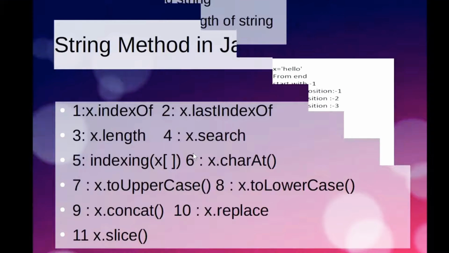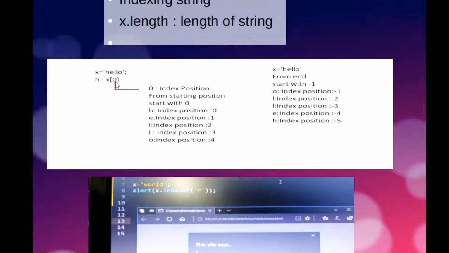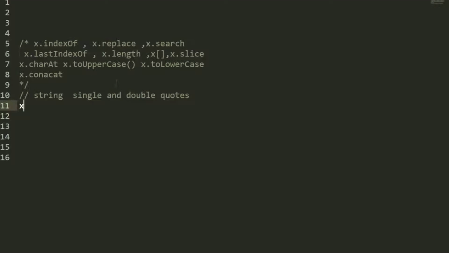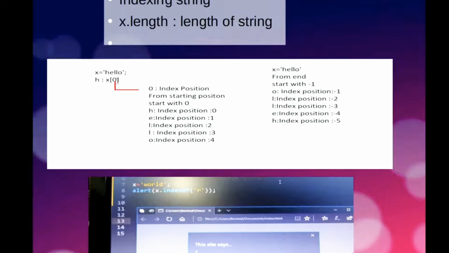So let's get started. First we talk about indexing. What is an index? I have a string x, where x is equal to hello. So x at index position 0. What is this? Anything in between these brackets is the index position.